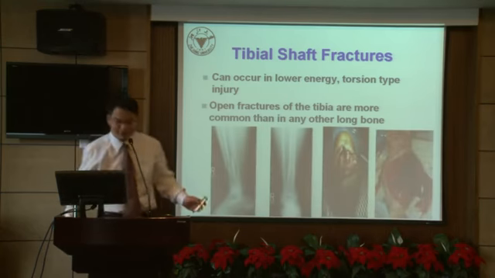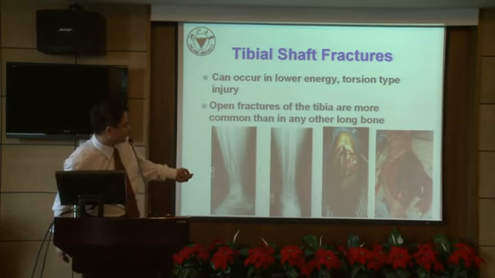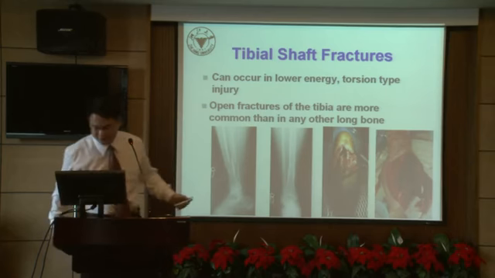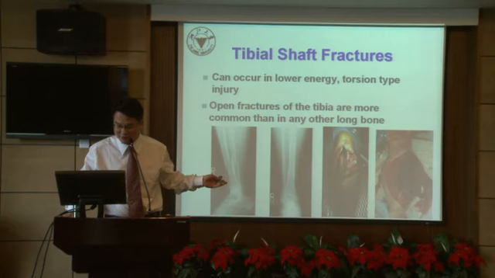Here are open fracture cases. You see the soft tissue around the tibia got seriously injured, and the fractures are widely open. In this case, it's even more serious. Muscles are almost completely destroyed.